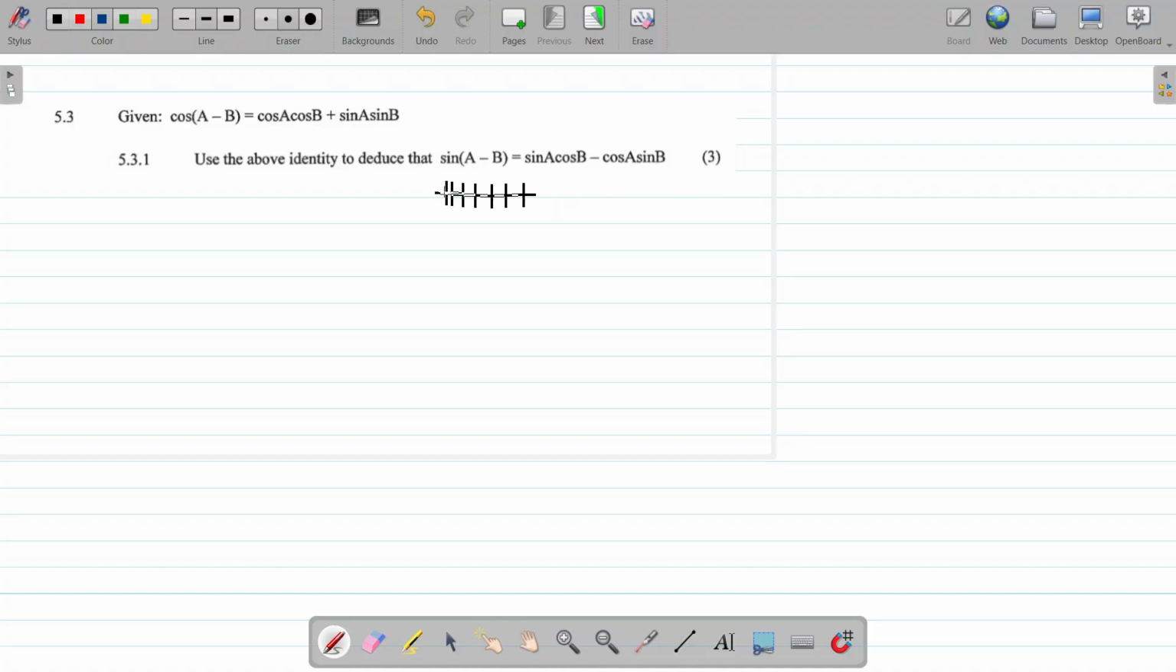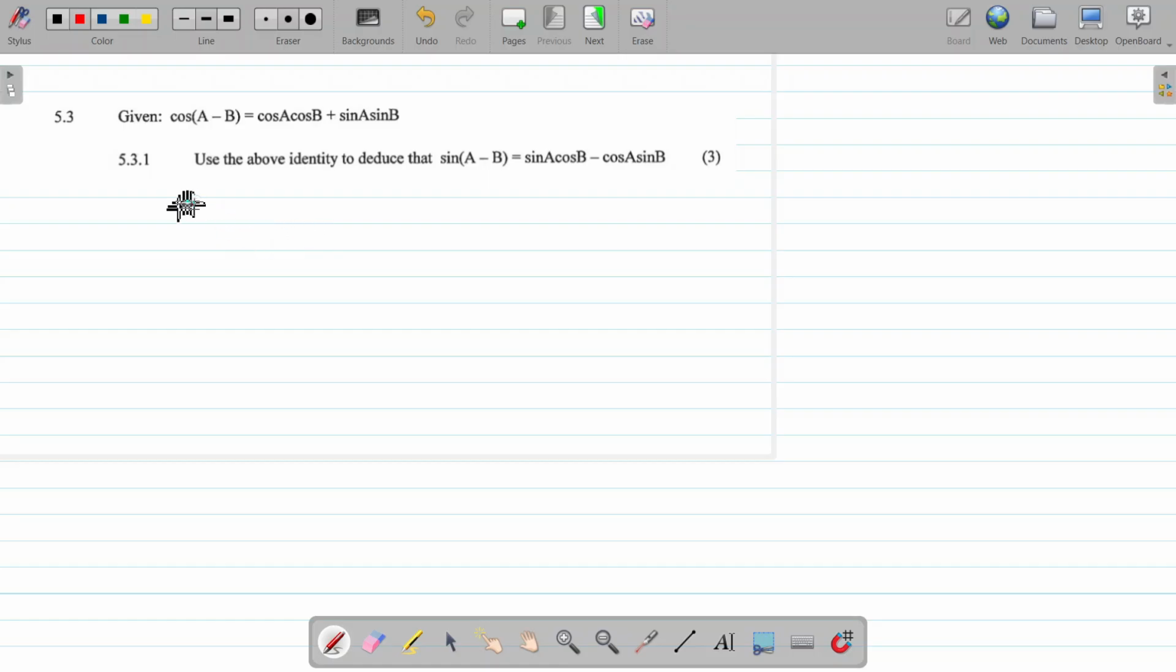It's worth 3 marks. Now, looking at these two things that were given, cos of A minus B and sine of A minus B, these two angles are the same. It's A minus B, both of them. The only difference is that one is attached to a cos and the other one is attached to a sine. So basically, we are changing cos to sine. Now, the thing that allows us to change cos to sine is cofunctions.